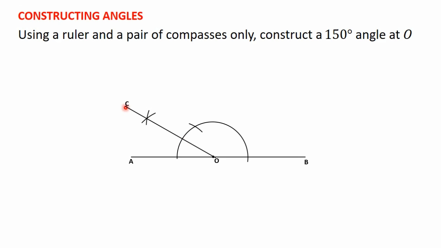So if this point is point C, then we can say that angle COB is equal to 150 degrees, which is the 30 degrees plus the 120 degrees. So angle COB is equal to 150 degrees.